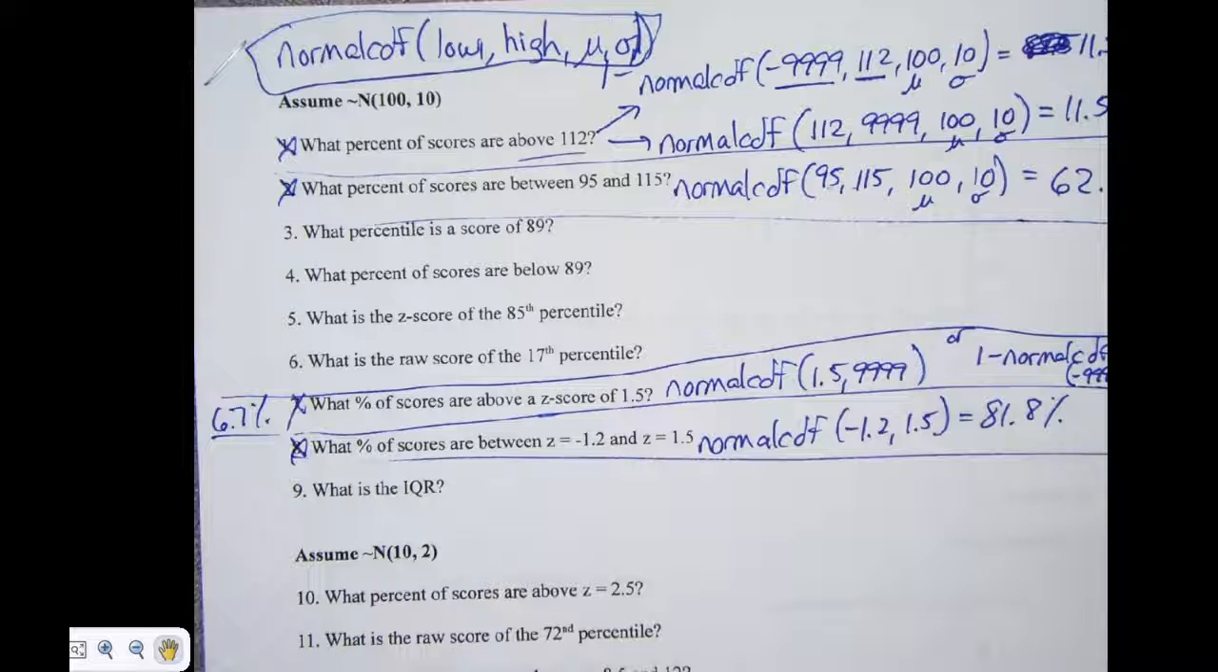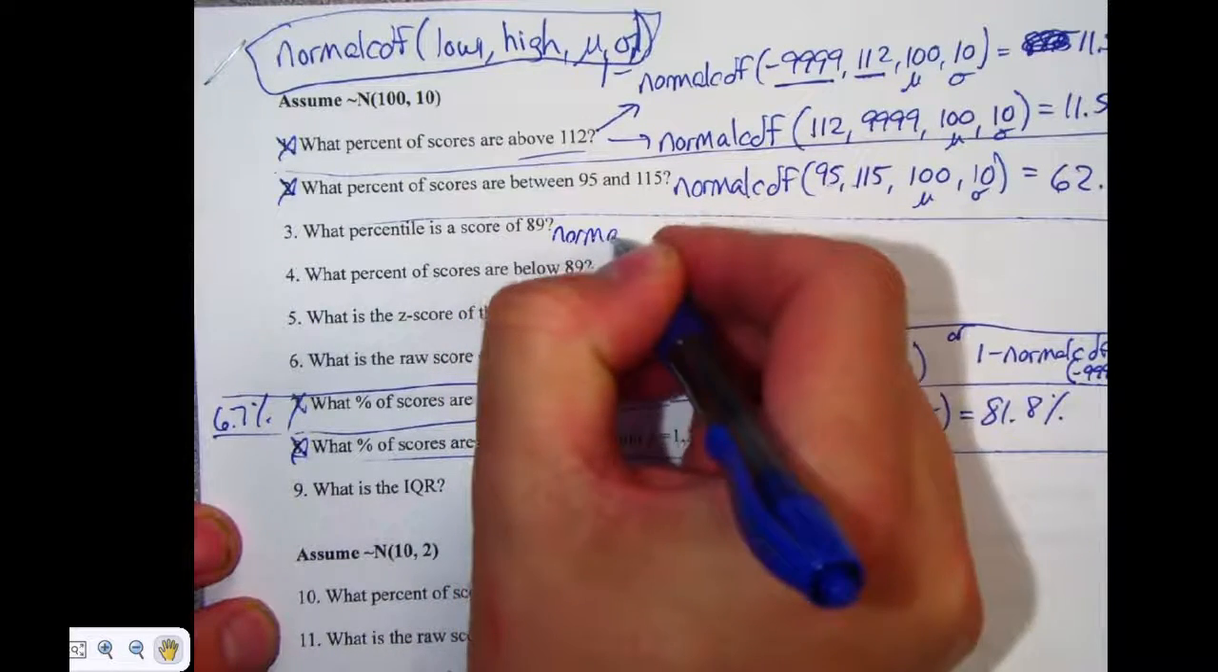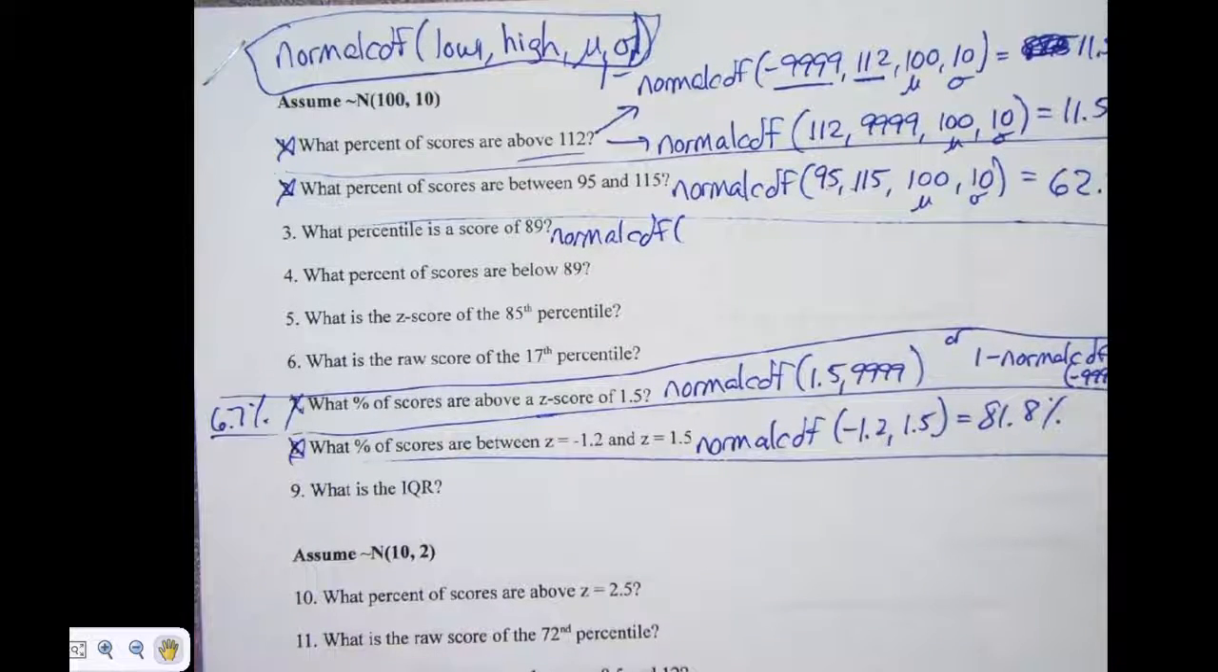Let's do number 3 together. So score of 89. How do I go from a raw score to a percentile? Normal CDF. And for a percentile, do I want the percent that's below or the percent that's above? Percentile. If I'm in the 99th percentile, is that good or bad? It's good. So you want the percent below.